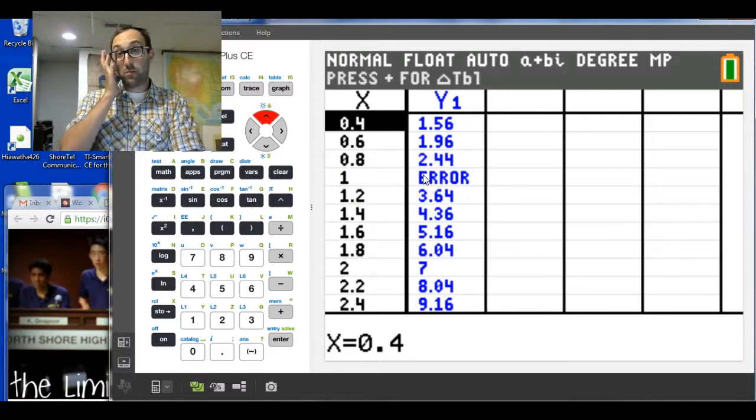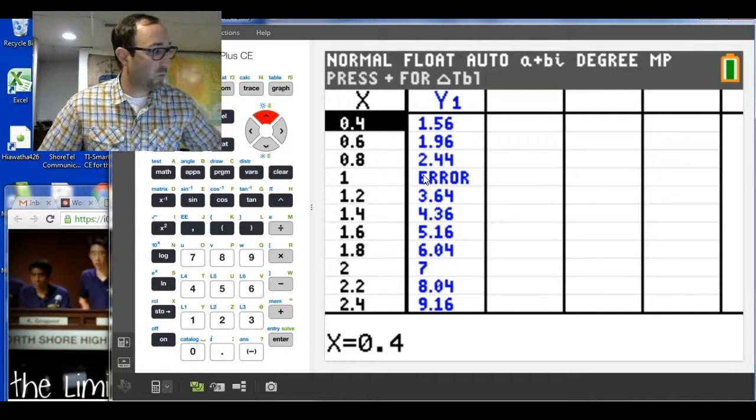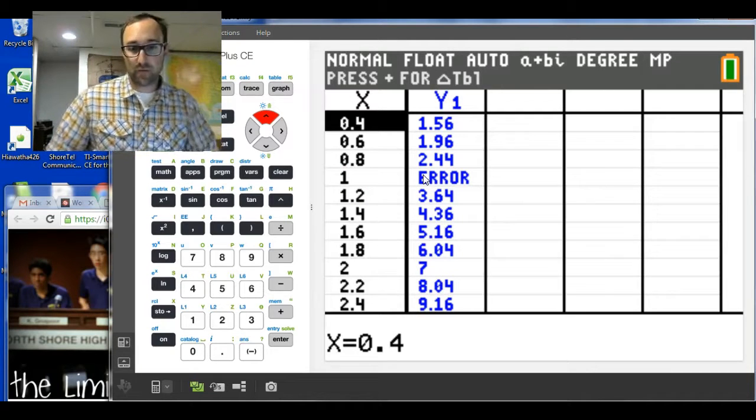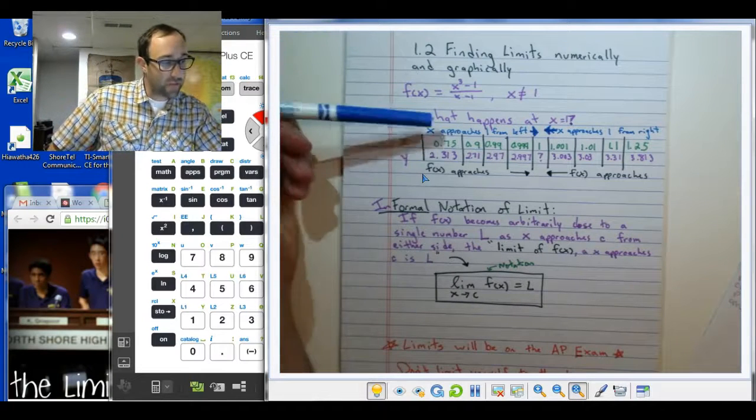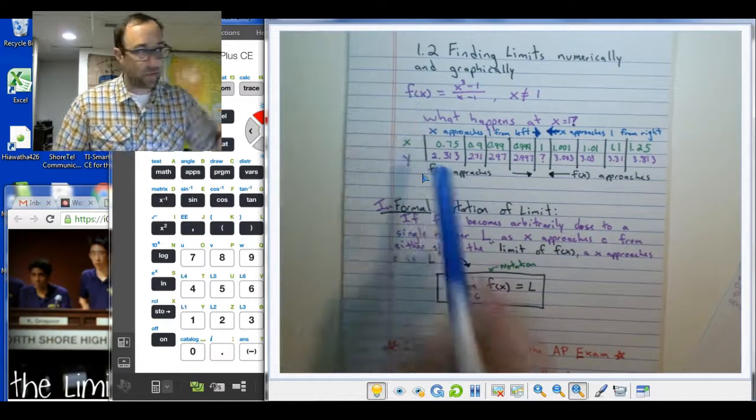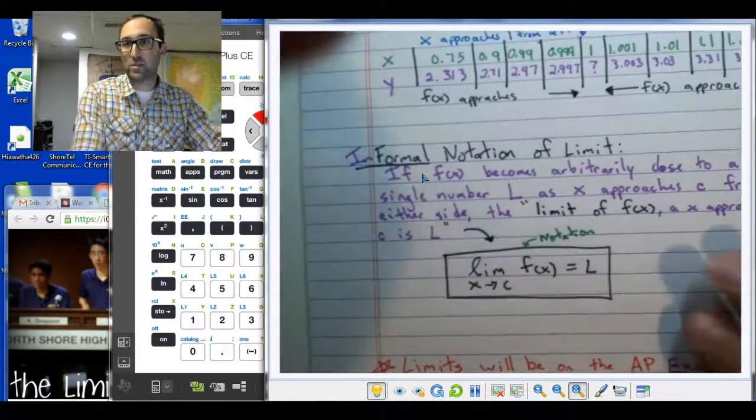And we knew that was going to happen because it's going to be a divide by 0 error. So what we're going to do is go back here and look at what happens at x equals 1. I've got a table of values here. Let's zoom in on this table of values.